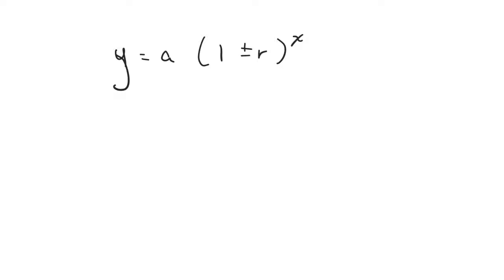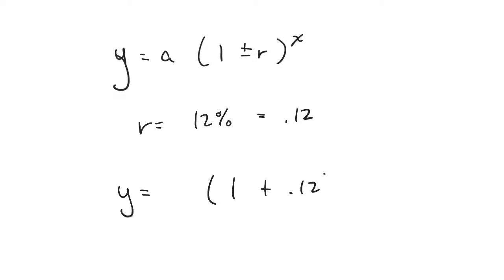Now, it says that the rate it increases at is 12% per year. It says the value is increasing, so I know right away that when I use this formula, it's going to be 1 plus. We're told that we want the card to triple in value. So I don't know what the value is to start, but I do know that the value at the end is going to be triple whatever I start with.